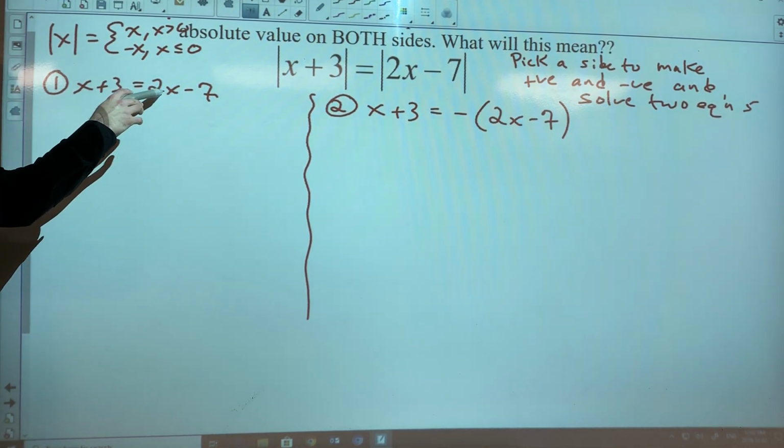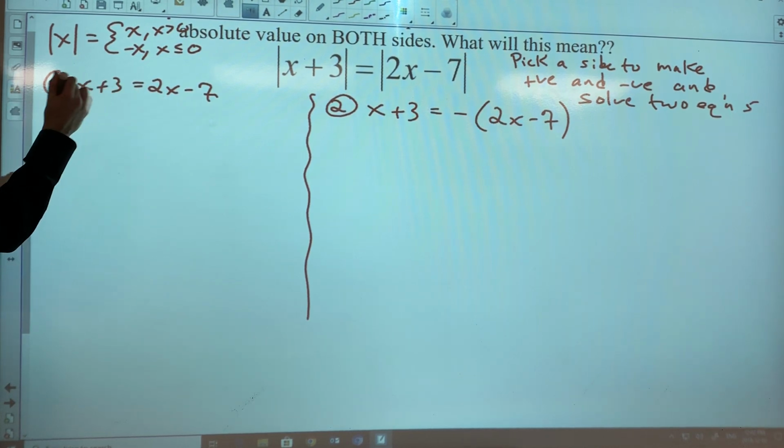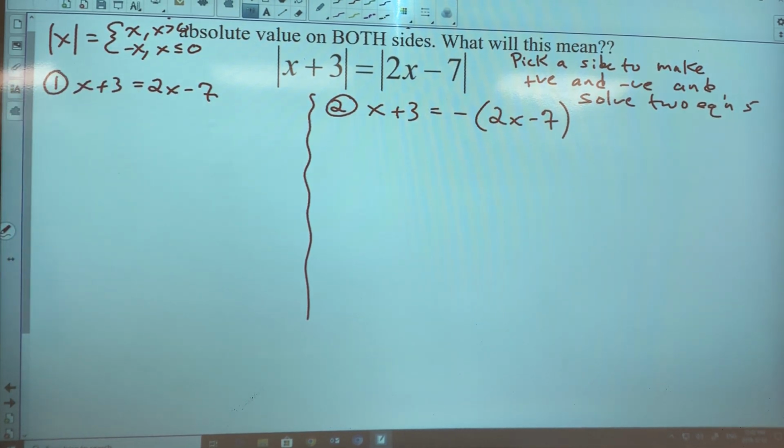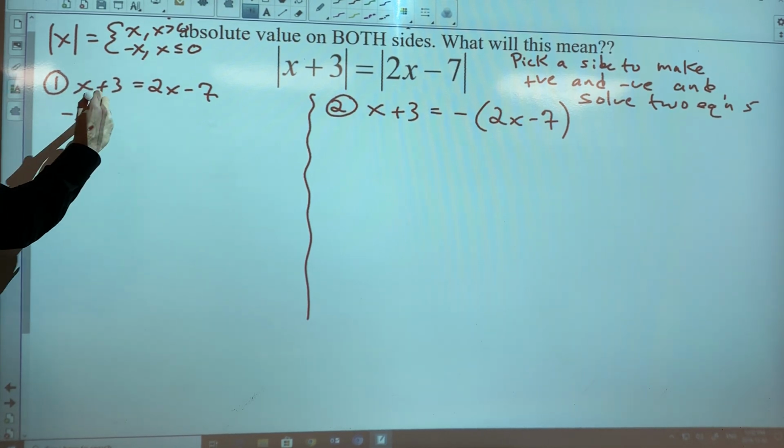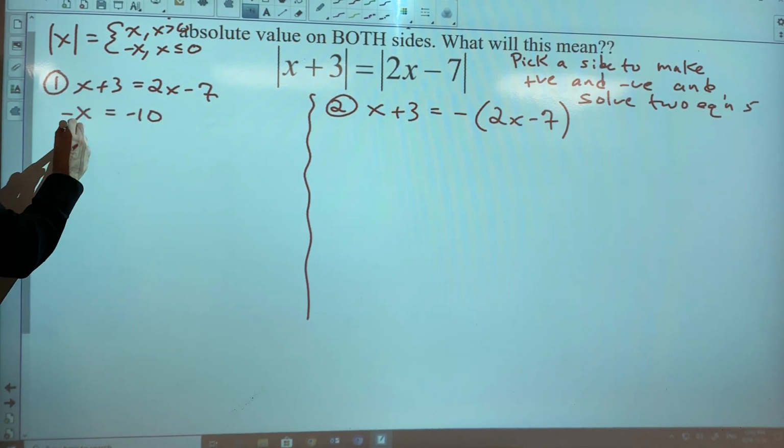Here we go. I'm just going to go for it. I'm going to have the negative x on this side. So I'm going to subtract 2x from both sides, I get negative x. I'm going to subtract 3 from both sides, so I get negative 10, and I get x equals 10.